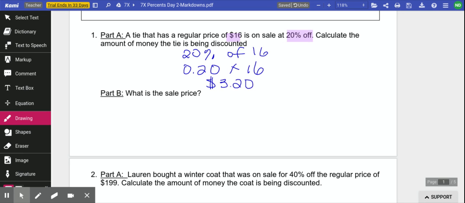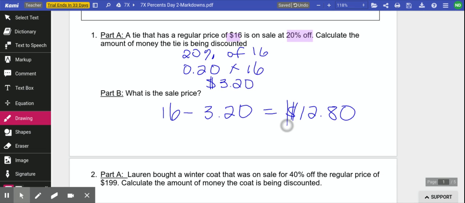Okay, now we're up to part B. Part B says, what is the sale price? Well, the sale price of the item is the original price minus the discount amount. So my original price was $16, but I'm taking off 20%, which was $3.20. So I simply subtract, and when I subtract 16 minus $3.20, we get $12.80. So the selling price or the sale price of the tie is $12.80.